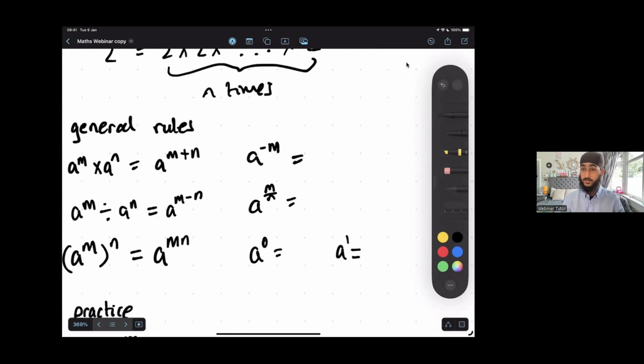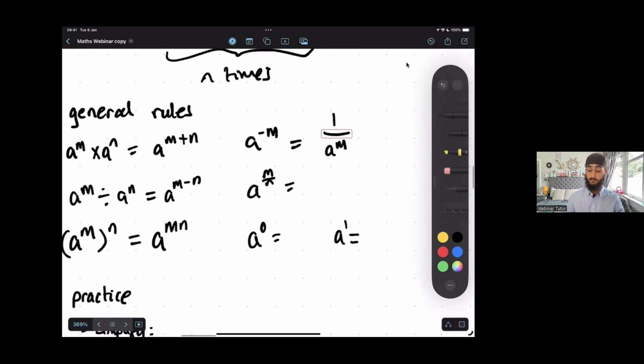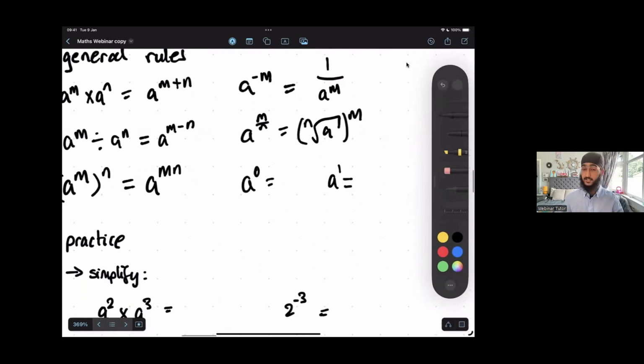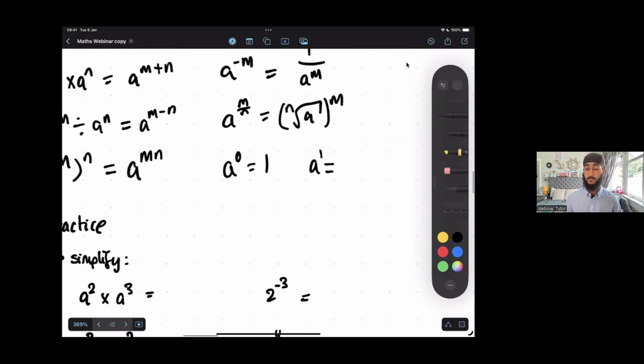With negative powers, these represent reciprocals. So 1 over a to the m. And with fractional powers, they represent roots and raised powers. So that would be the n-th root of a, or a to the power of m over n. And as you would know from GCSE, a to the power of 0 is just 1, anything to the power of 0 is 1, and anything to the power of 1 is just itself.